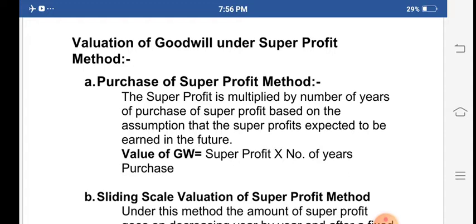Now, the first one is the purchase of super profit method. What does it mean? The super profit is multiplied by the number of years of purchase, based on the assumption that the super profits expected to be earned in the future. So in this method, how do we calculate the value of goodwill? The formula is: value of goodwill is equal to super profit multiplied by number of years purchase.